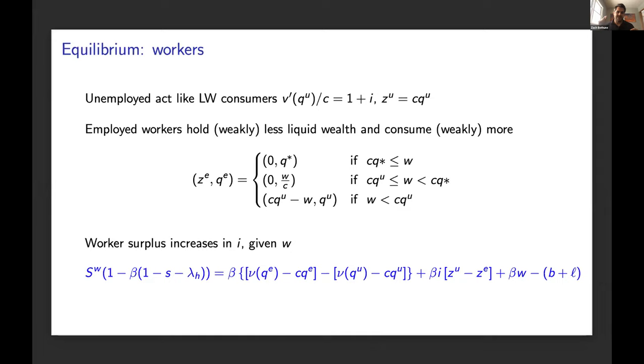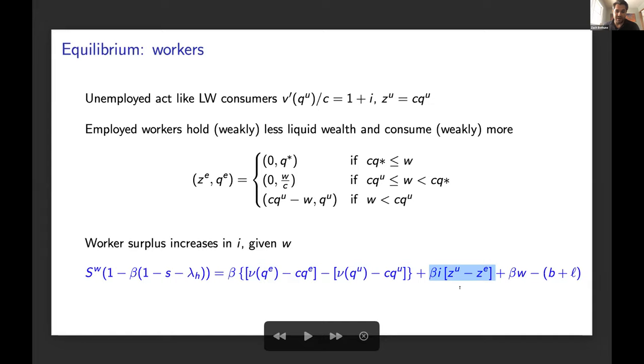So in the surplus, what do you get? What's the cost of losing your job? There are really two key components. The first component is the change in the surplus you get in the decentralized market, moving from employment to unemployment. The other thing you gain from a job is that you don't have to save as much liquid wealth.